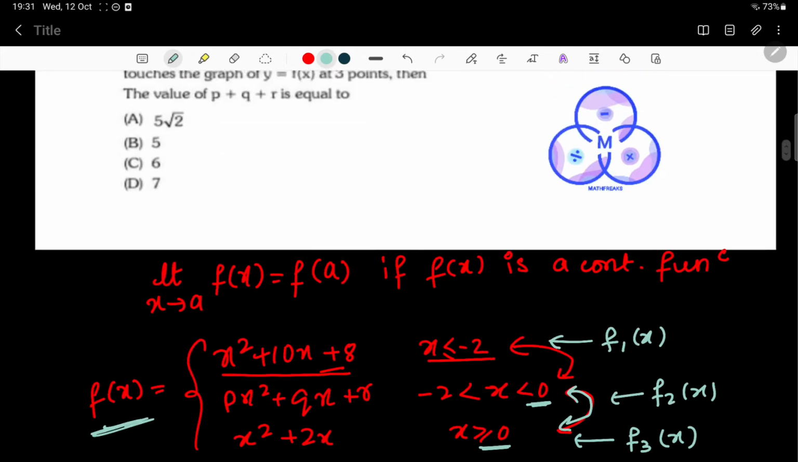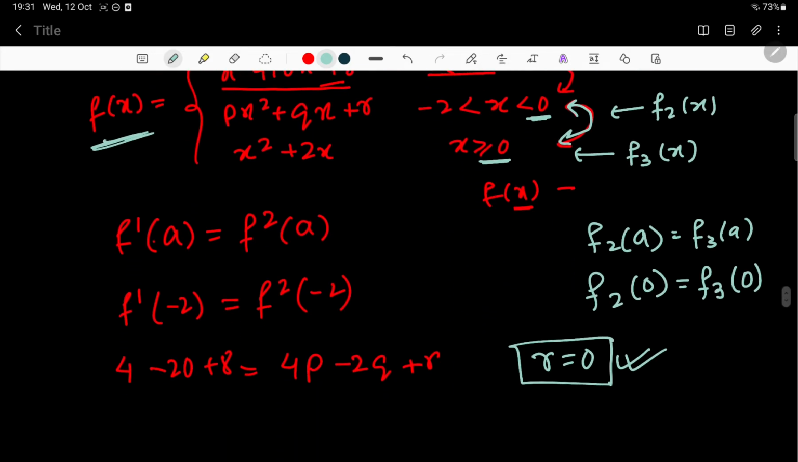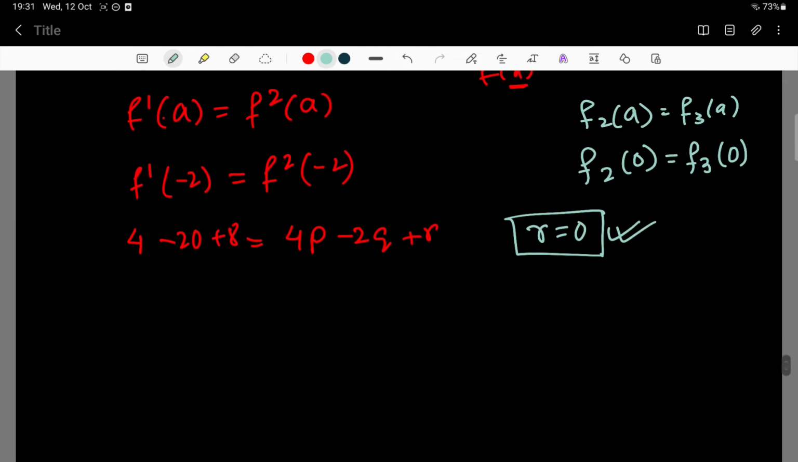So among the three unknowns, one unknown has been found. Now we come to the second part, that is p and q. From this we get that -8 equals 4p minus 2q. Since r is already 0, there is no point writing r.